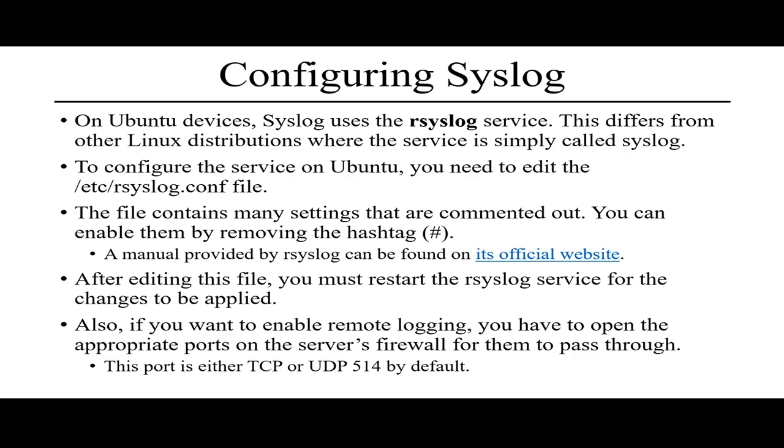That's the configuration file for rsyslog. The file contains many settings that you can use, but they're commented out, so they're unused by default. If you remove the hashtag for them, you can use them. There is an rsyslog website that you can access for a manual if you want more information on how to configure the file. After editing the file, you must restart the rsyslog service, like with systemctl, for your changes to be applied. If you want to enable remote logging, you'll have to open the appropriate ports on your server's firewall for them to pass through. This is typically TCP or UDP 514 by default.